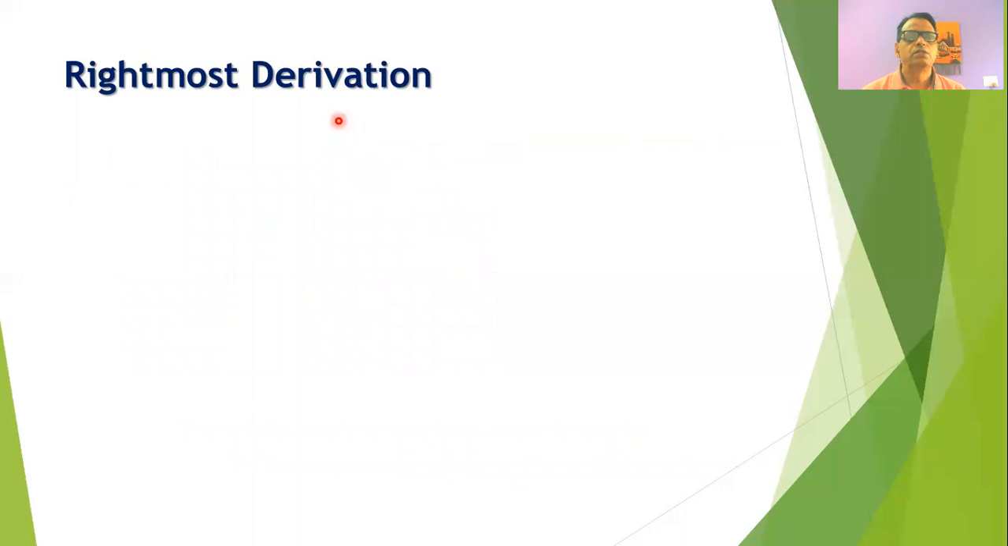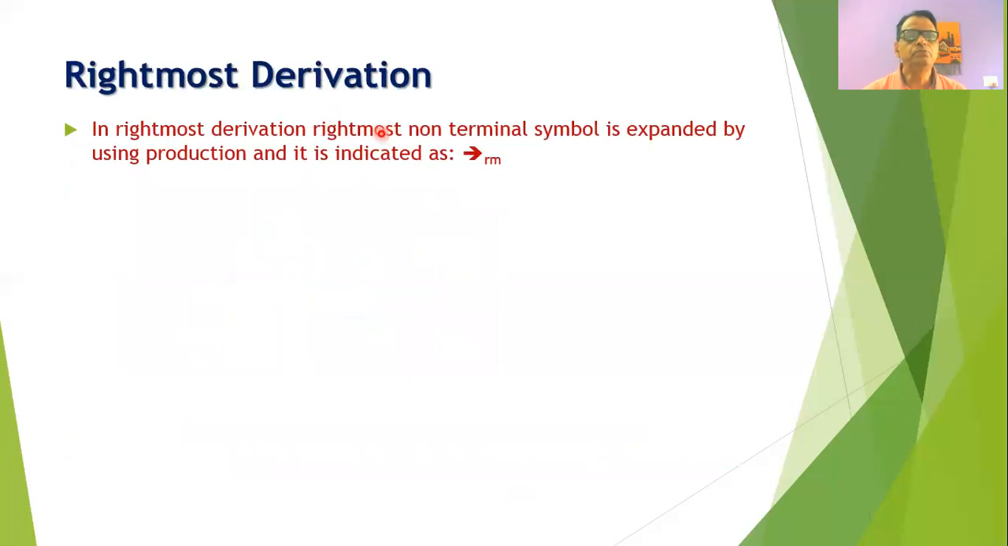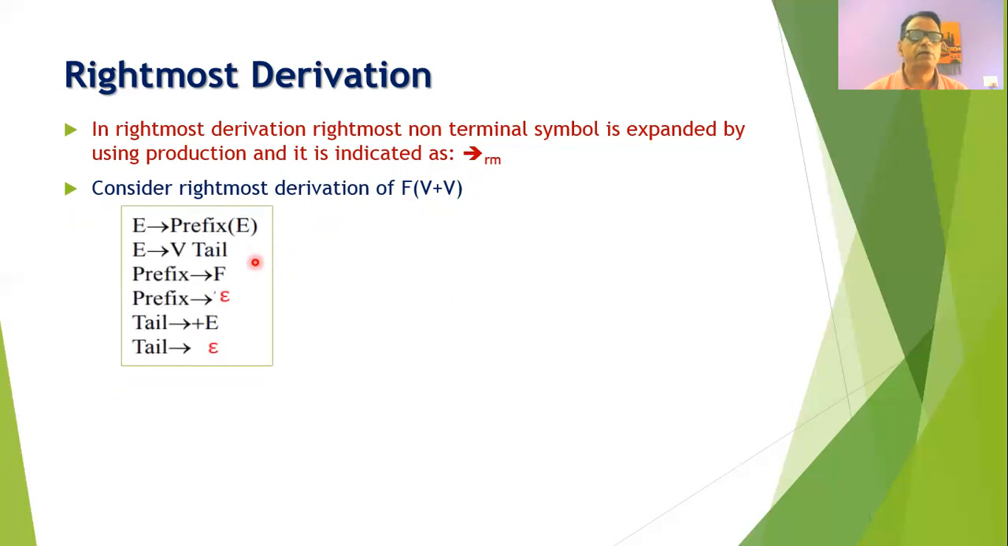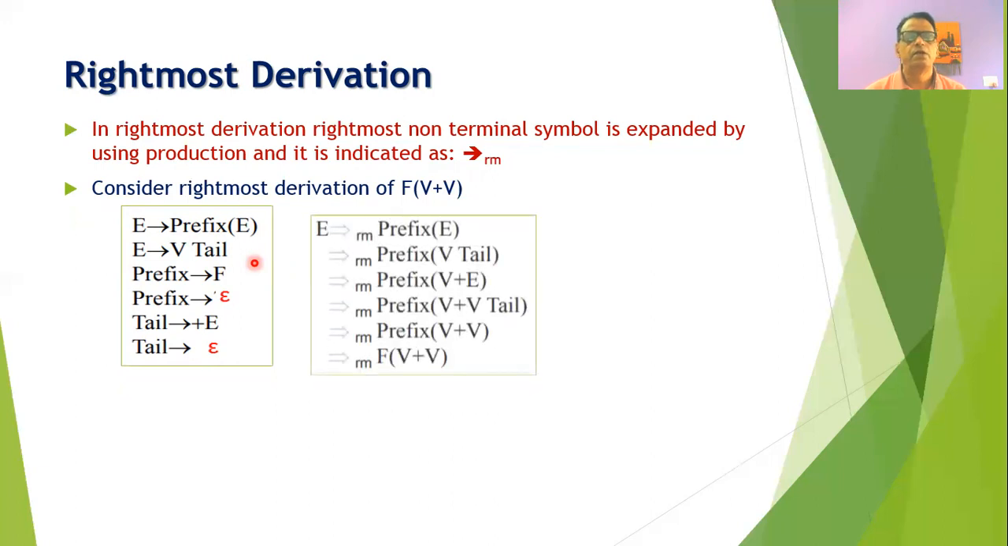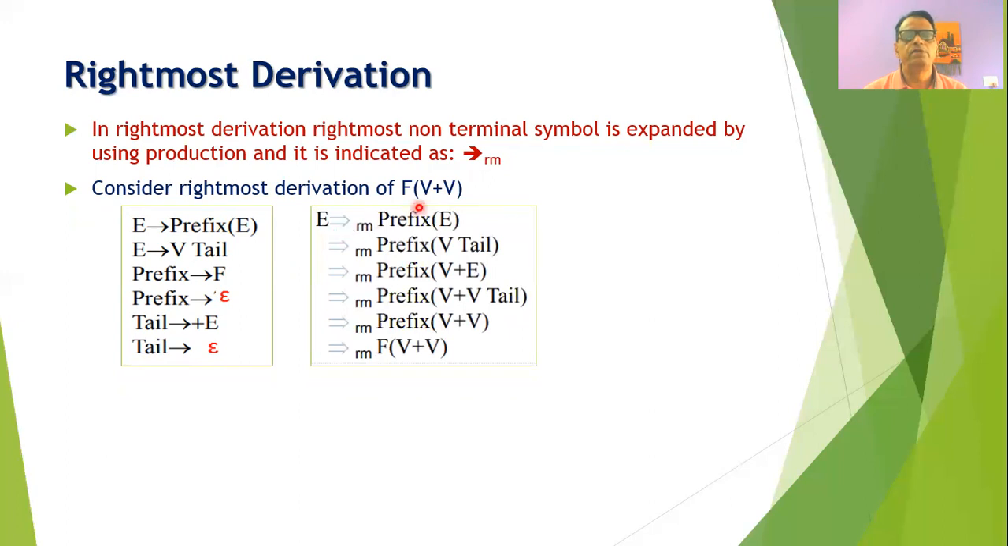Now we will discuss another derivation, called the rightmost derivation. In the rightmost derivation, the rightmost non-terminal symbol is expanded by using the production rule. Whenever we do the rightmost derivation, it is indicated by the word rm. Now, again, we will consider the same example. Suppose we have to obtain the rightmost derivation for the string f(v+v). Suppose this is the grammar given to us. We are considering the same grammar that we considered in the leftmost derivation. Now we can obtain the rightmost derivation for the input string.